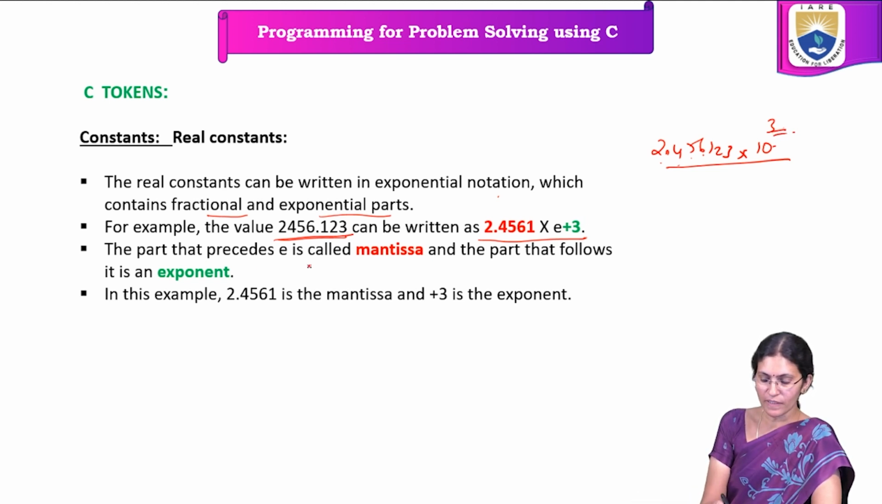The part that precedes E is called the mantissa, and the part which follows after the E is called the exponent. So here 2.4561 is the mantissa and plus 3 is the exponent.